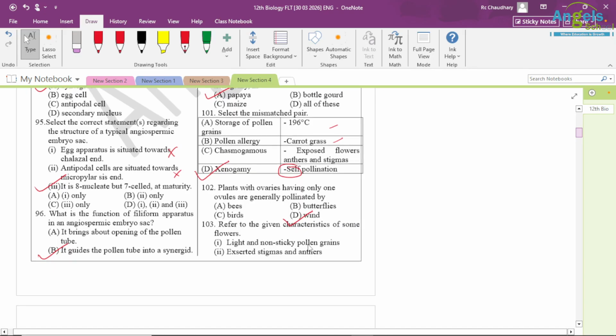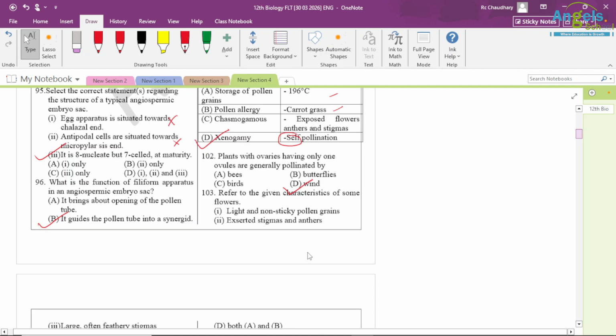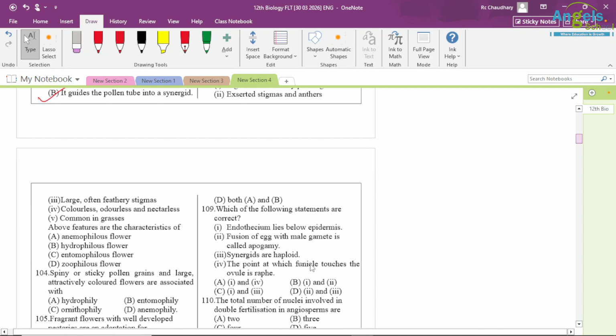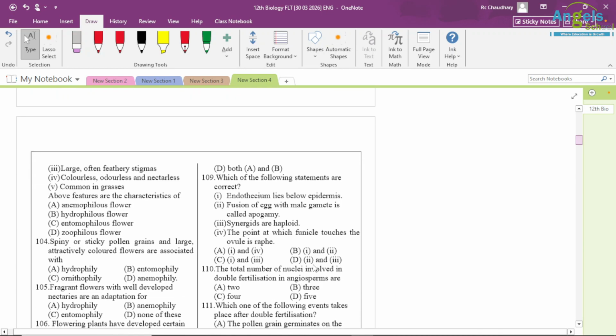Question number 103. Refer to the given characters of some flowers: light and non-sticky pollen grains, exposed stigma and anther, large feathery stigma, colorless, odorless, nectarless flower, common in grass. Okay, so these are all characters of wind pollinated flowers, so it is anemophilous flower.